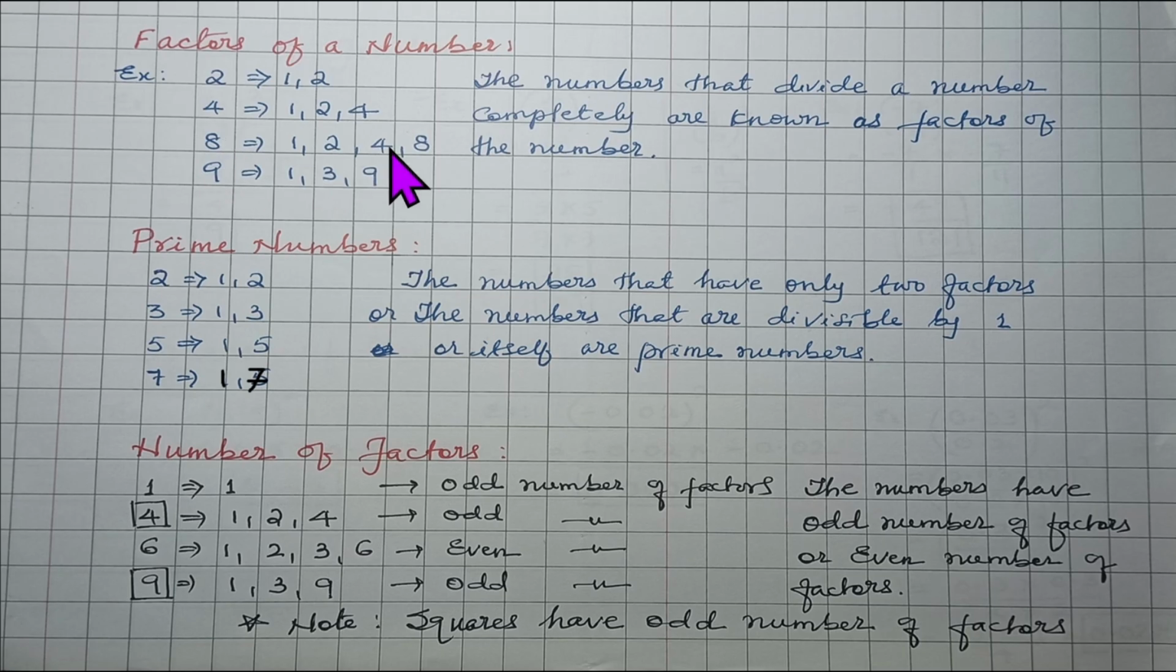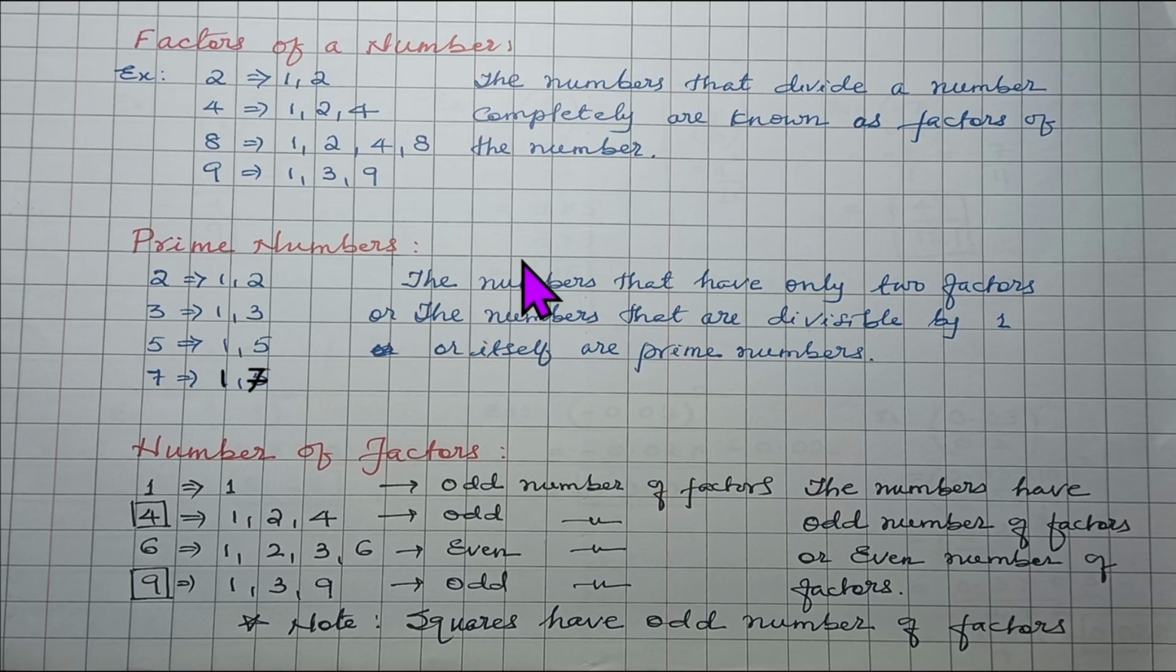So also 1, 2, 4, 8 are the factors of 8 because 8 is divided by 1, 2, 4, 8 completely. And the factors of 9 are 1, 3, 9 because 1 divides 9 completely, 3 divides 9 completely, and 9 also divides 9 completely. So the numbers that divide a number completely are known as factors of the number. So that is the definition. These are factors because they divide these numbers completely.